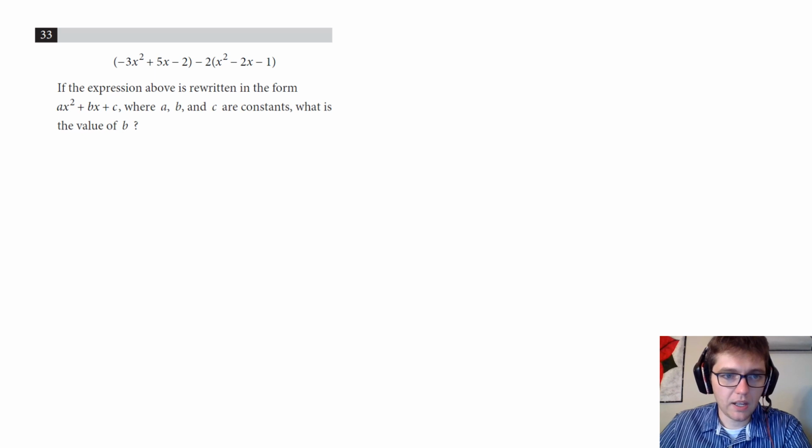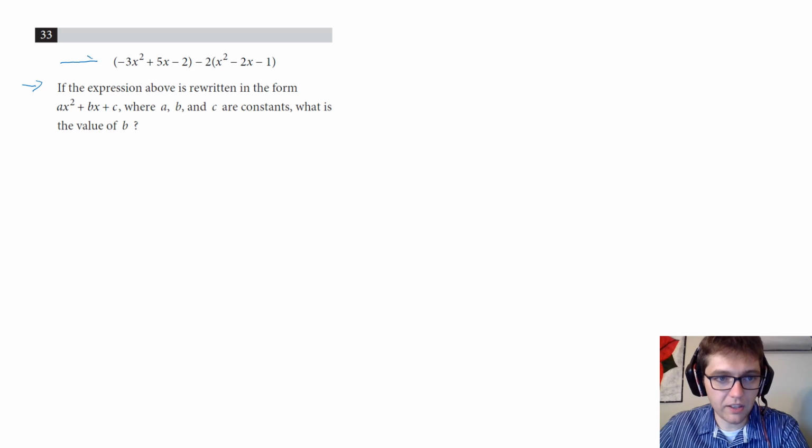Problem 33, if the expression above is rewritten in the form ax squared plus bx plus c, where a, b, and c are constants, what is the value of b? So all they're asking is simplify this and look at what is the constant in front of the x term. So we'll go ahead and do that.